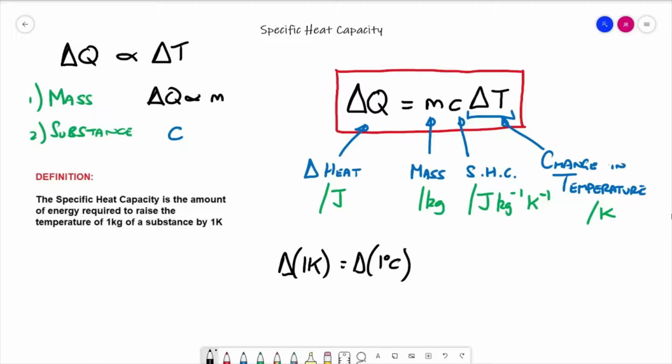So if you're given temperatures in degrees C, for this equation you don't have to go through the rigmarole of adding 273.15 every time, because the difference between 20 degrees and 30 degrees on the Celsius scale is exactly the same as the difference between 293.15 and 303.15 on the Kelvin scale, and we still end up with a difference of 10 regardless of which scale we use.